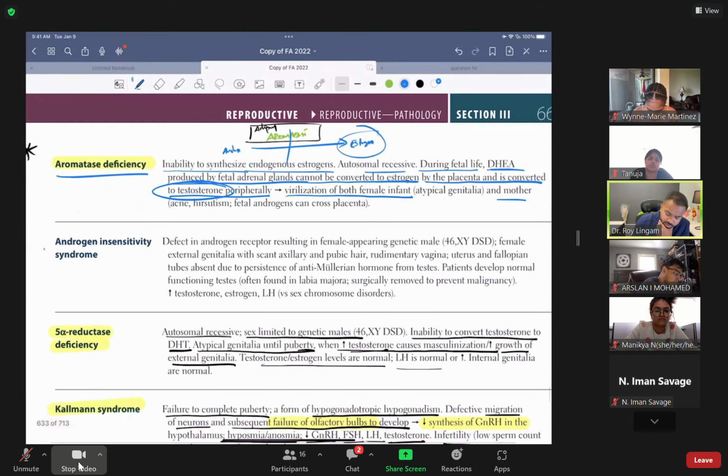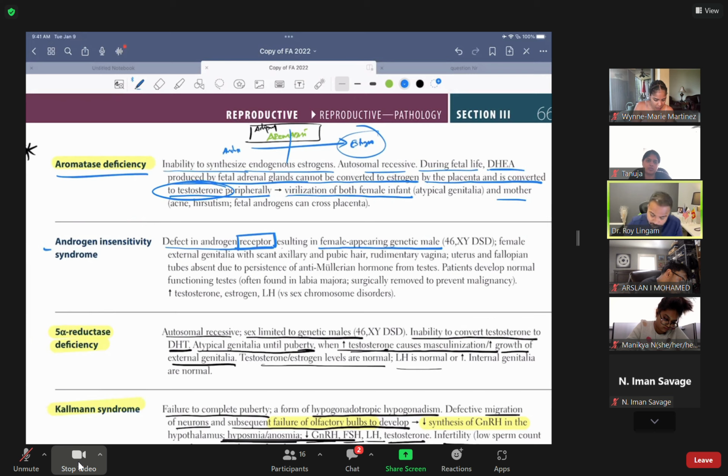Last one here, androgen insensitivity syndrome. There's a defect in the androgen receptor. So keep in mind, it's not the problem with the hormone, it's a problem with the receptor. So you have enough amount of androgen, but it's not responding in the receptor, resulting in a female-appearing genetic male. What does that mean? Phenotypically, it's female. Genotypically, it's male. So they look like a female, but they carry male. Is everybody clear, folks? All right.